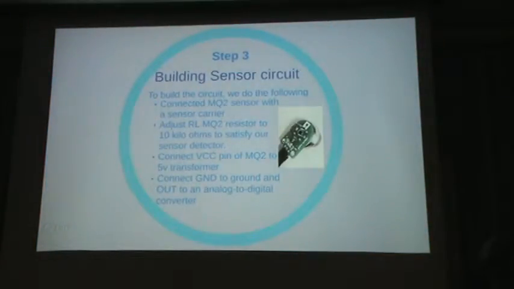And for the next step, we started building the sensor circuits. We do the following: connect the M2U020 sensor with the sensor carrier, adjust RL of the M2U020 sensor to 10 kilo ohms to satisfy the sensor, and connect the VCC pin on the M2U020 to the 5 volts transformer. And finally, we connect the ground to the ground and the output to the analog to digital converter.